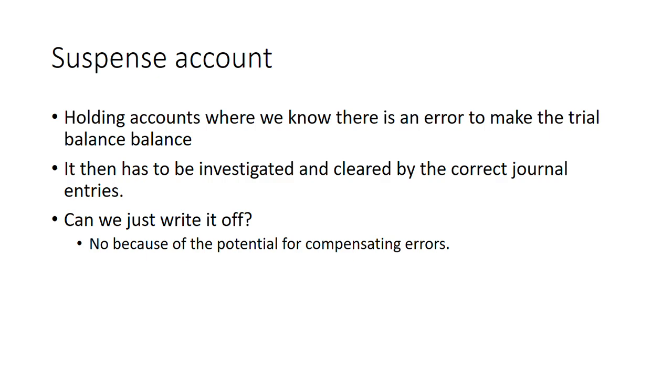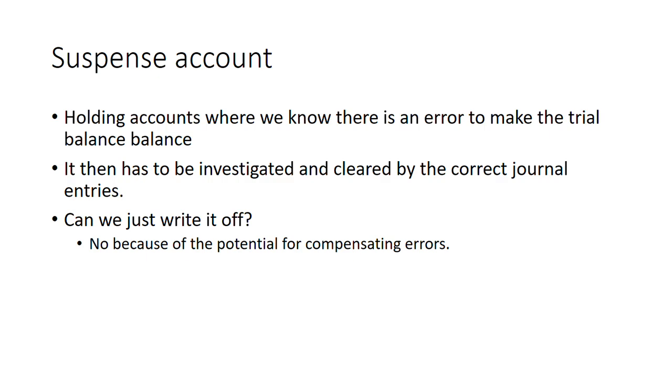Now, you might ask, oh, it's only £300, can we just write it off? Well, as I previously said, compensating errors really are more likely to be, say, £10,300 credit in sales omission, and £10,000 in expenses omission. So they'll be wrong. So no, we have to clear them off because we have this potential of compensating errors that could lead to very large differences on either side. So we have to clear them out.